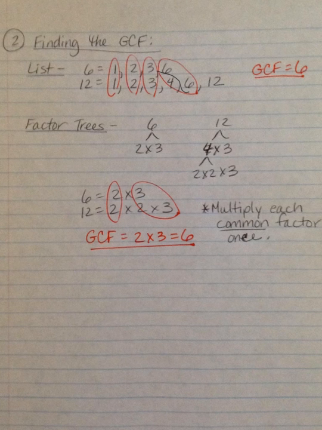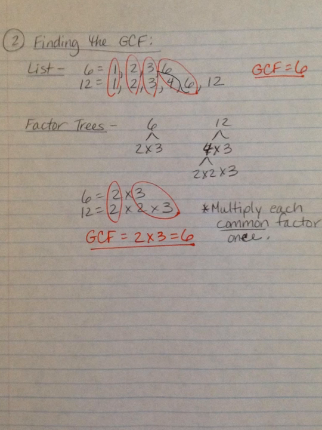Now we're going to take it a step further and learn how to find the greatest common factor using factor trees. So if I take 6 and I factor it out like I did before to 2 times 3, to its prime factors, I take 12 and I factor it out to 4 times 3, and then I factor that out to 2 times 2 times 3, so that all my factors are prime.